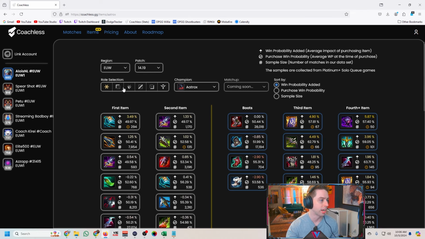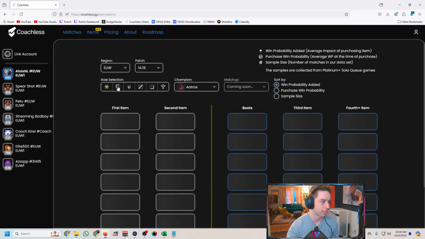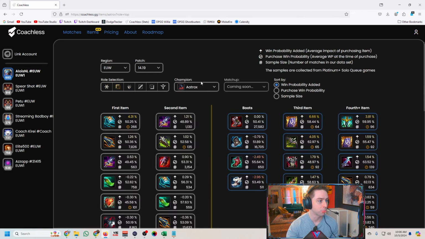So let's just go ahead and filter by, let's say, top Aatrox. What this is saying is essentially in the region EUS and patch 14.19, Aatrox overall has a 50% win rate, 50.25% with Stridebreaker.